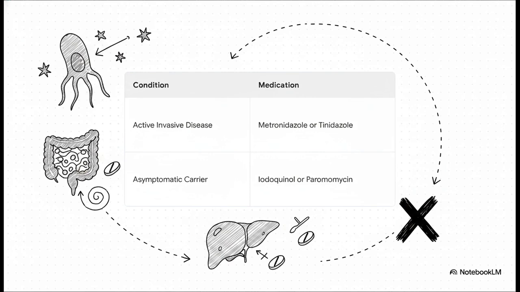For active, invasive disease, doctors use drugs like metronidazole to kill the invading trophozoites. And, this is so important, even those asymptomatic carriers need treatment. They get a different medication to clear the cysts from their gut, which is absolutely essential to break the cycle of transmission. And get this, even large liver abscesses usually resolve with medication alone. They typically don't need to be surgically drained.